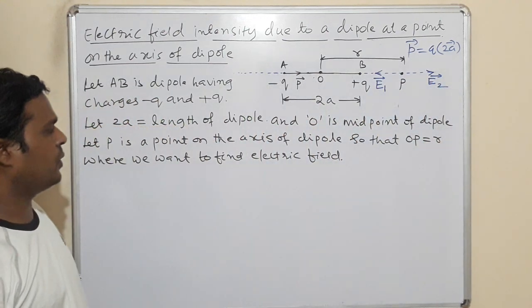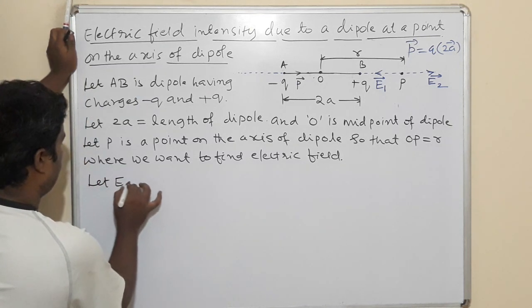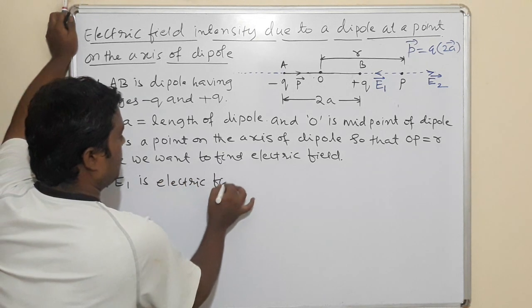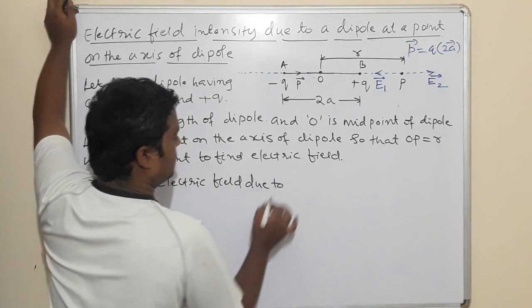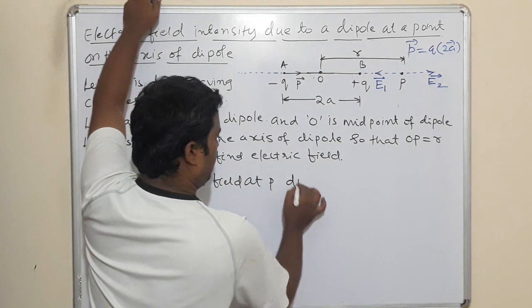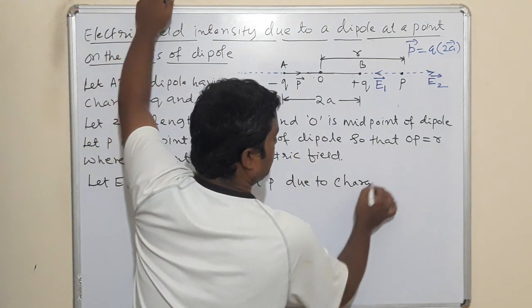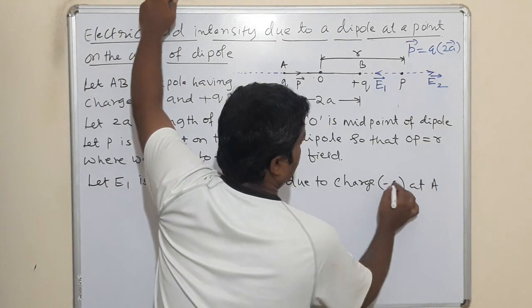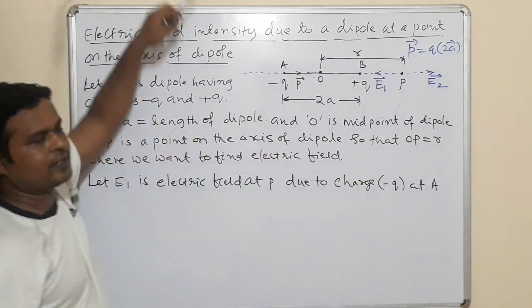Okay. Now let E1 be the electric field at P due to charge minus Q at A. E1 is the electric field due to this charge, which is towards the charge because it is a negative charge.